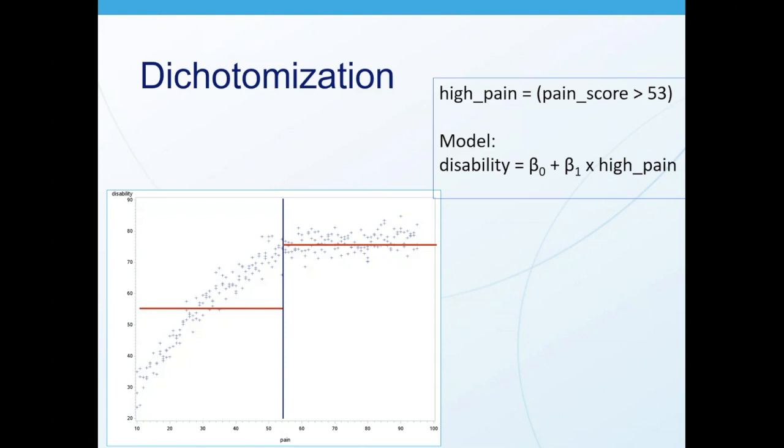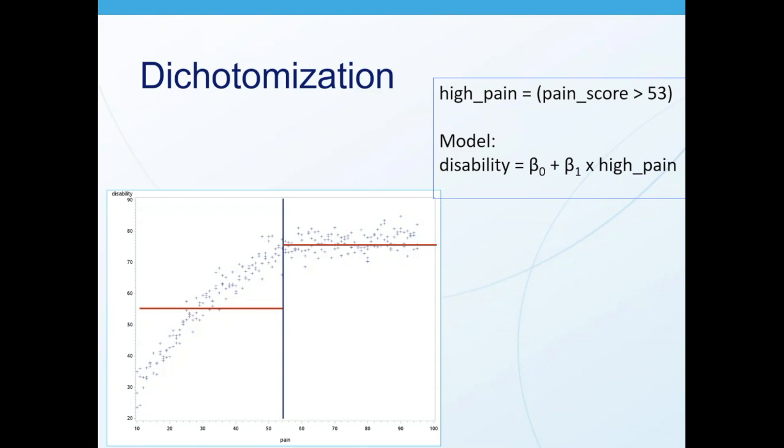If there's no theoretical guide to where we should take the cut point, we tend to use the quantiles. So here I've taken my cut point as the median value of pain, which is 53 in this example. I've said that people with pain scores higher than 53 have high pain, and people with scores lower than that have low pain. And you can see the red lines are the predicted lines that I would get from a regression. And you can see that at least on the left-hand side, I haven't done a very good job of capturing what's going on in my data.